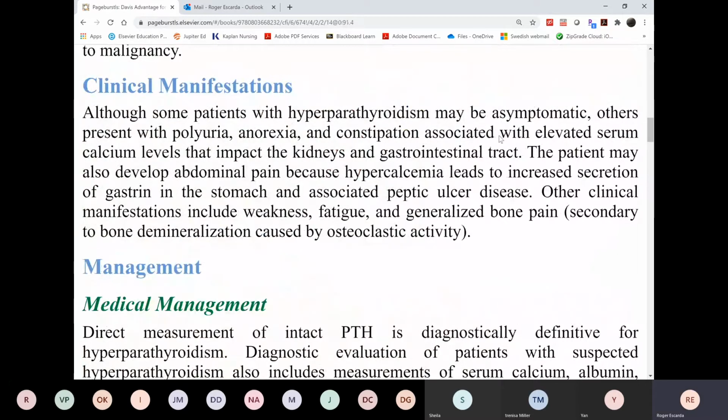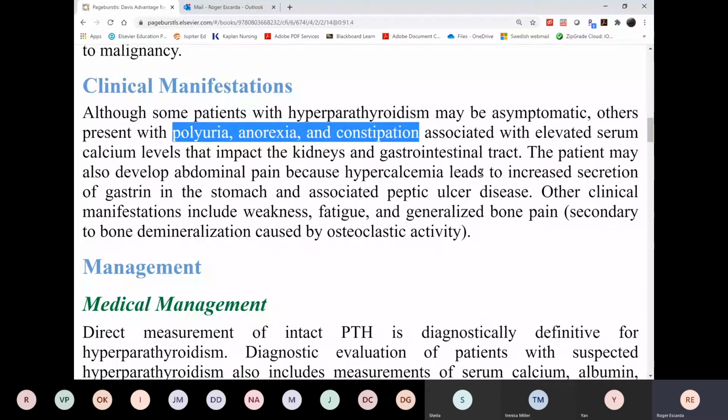So let's go to manifestations. This will be the opposite now. So if you had muscle twitching, muscle spasms in hypocalcemia, what do you have in hypercalcemia? So your GI symptoms will be polyuria, anorexia, constipation, and you also have an increase in gastrin secretion, leading to possible peptic ulcer disease. So knowing these, without even looking at the interventions, what do you think will be your interventions for this patient?